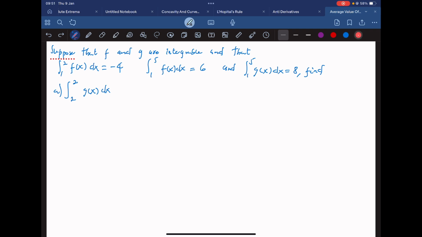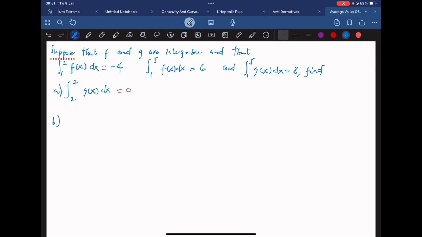Okay. So now whenever you have an integral and the lower limit and the upper limit are the same, that will just simplify to 0. So whenever this and this is the same, there is no need to do anything. You just have to write equal to 0.